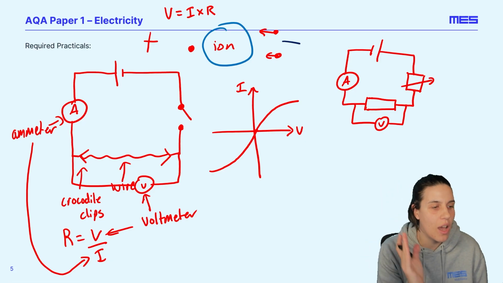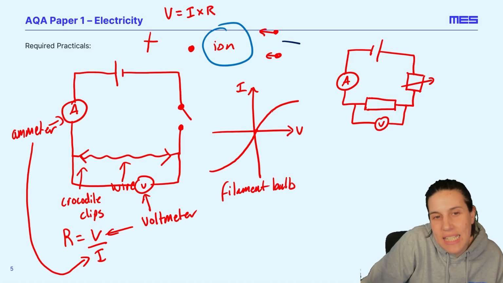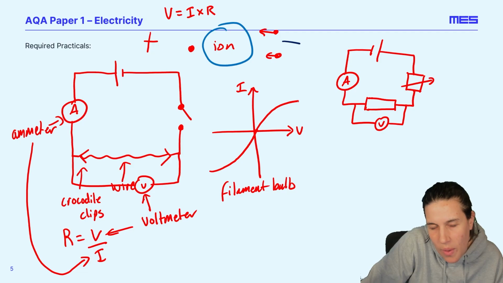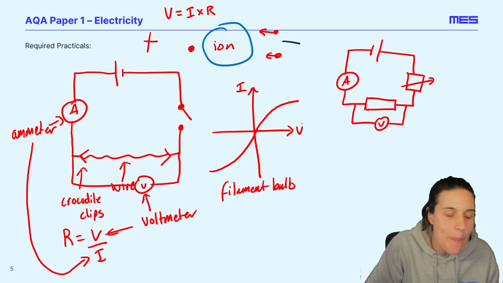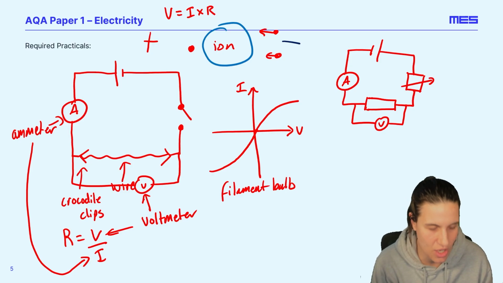Now, the characteristic IV graph of a filament bulb looks like this. So you can see here that we've got a bit of a curve going on. That's because the filament bulb at higher potential difference starts to get hot and the resistance starts to increase.